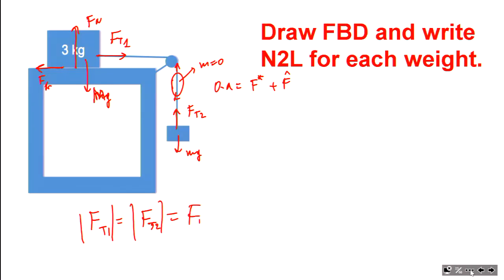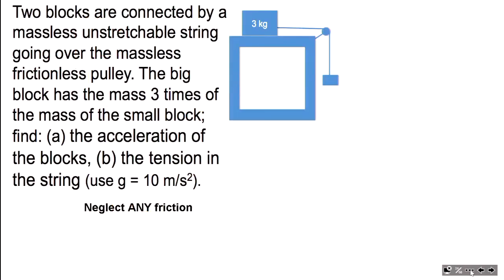It's the same number. Well, now, just as an example, we can solve this particular problem. Again, neglect friction. When we neglect friction, only 3 forces are left acting on the box on the top.